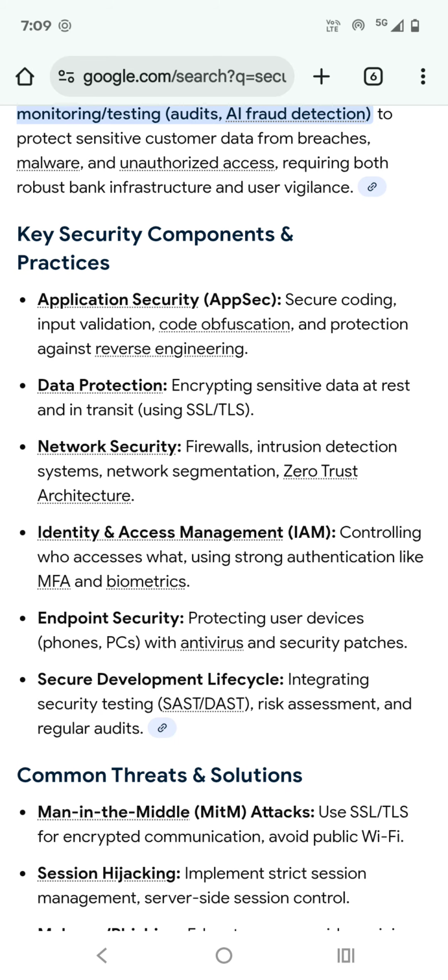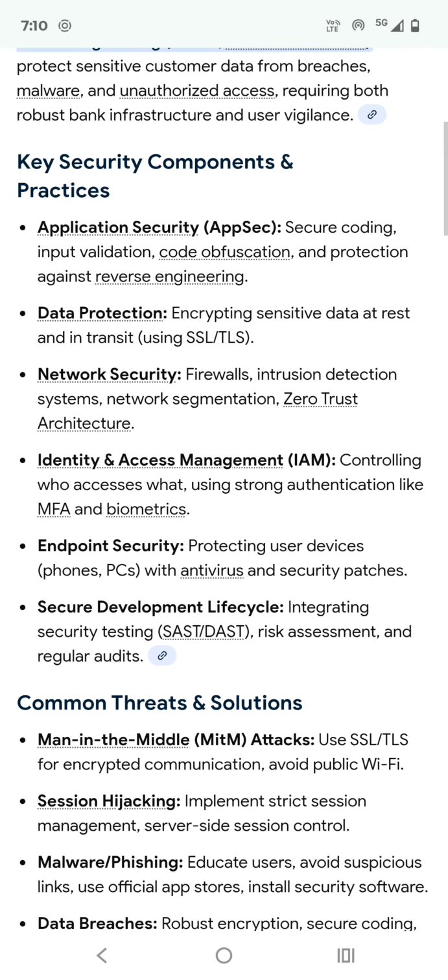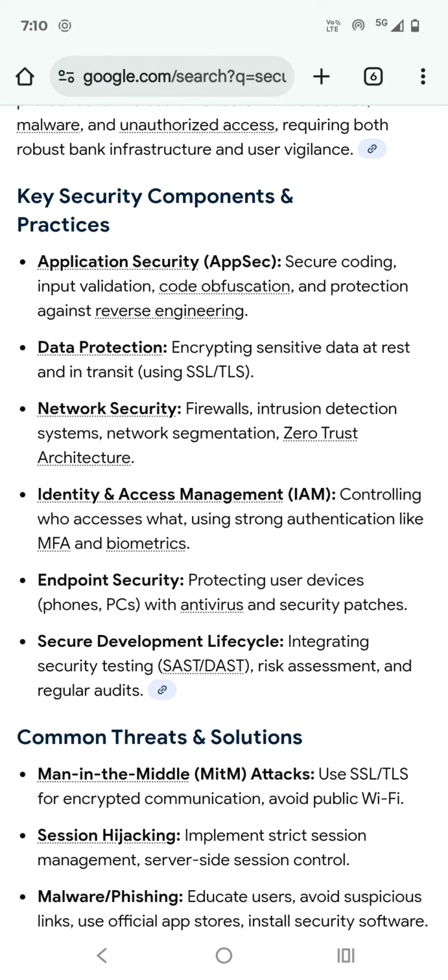And identity access management, controlling the access, who has access to what, using strong authentication like multi-factor authentication and biometrics, you can achieve it. Endpoint security is also very important nowadays. Securing the application is not the only concern here. You need to secure the endpoint. Sometimes people use tablets, they use mobile, they use PCs, and they may use different browsers also.